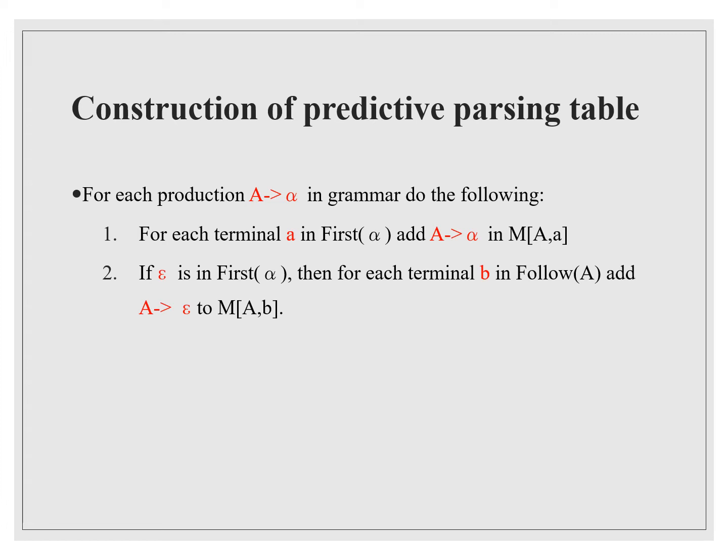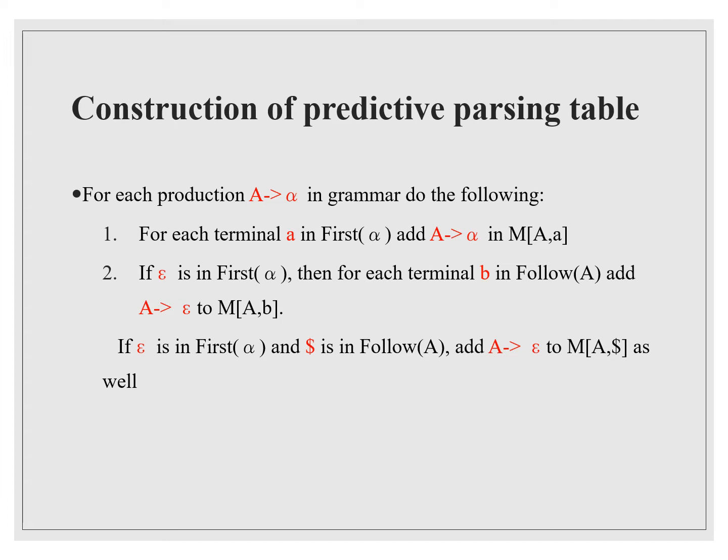Second, if epsilon is in first of alpha, then for each terminal b in follow of A, add A derives epsilon to M of A comma b. And the second rule says that if epsilon is in first of alpha and dollar is in follow of A, then add A derives epsilon to M of A comma dollar as well.